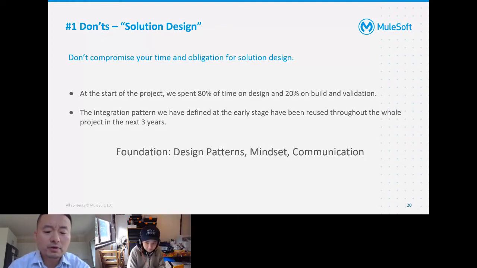Having a proper solution design is our obligation. Never give up on that. The benefit that we have seen in our case: at the start of the project, we spent 80% of our time on design and 20% on build and validation. The integration patterns that we defined at the early stage were reused throughout the whole project over the next 3 years. So it is definitely worthwhile to build the foundation, not only the reusable design patterns, but also the right mindset and the way communication can be formulated.